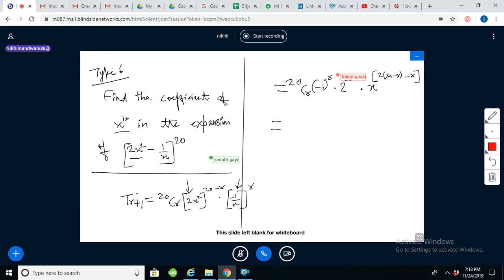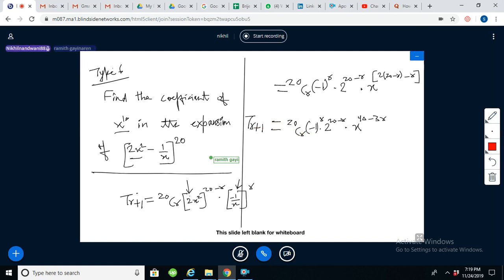So first let me complete this. 20Cr, minus 1 to the power of r, 2 to the power of 20 minus r, and x to the power of 40 minus 2r minus r, 40 minus 3r. Okay. So this is the general term of this question. General term means whichever term we want, we can find out by putting in this formula. I have just simplified it.